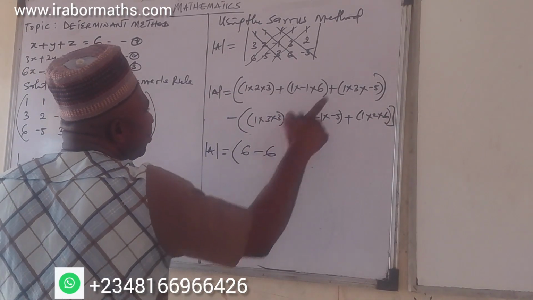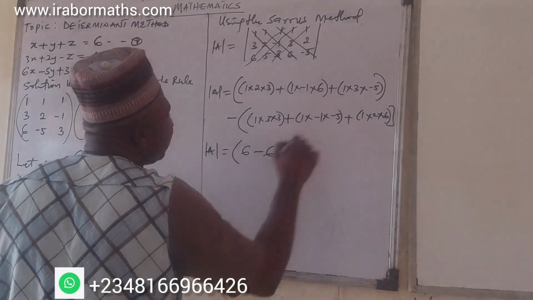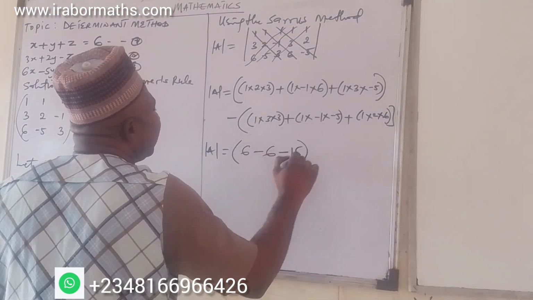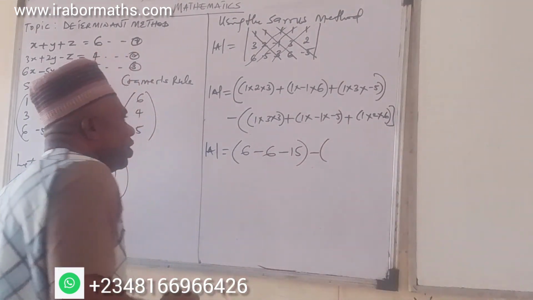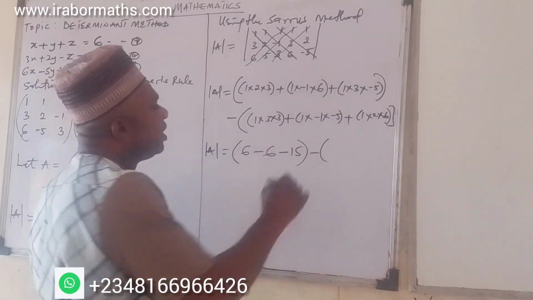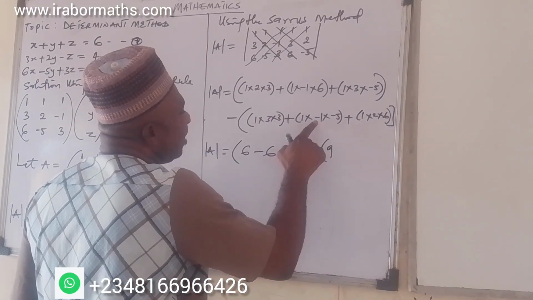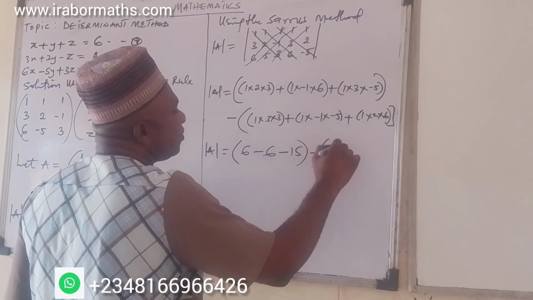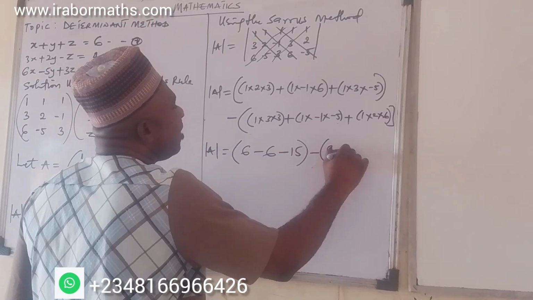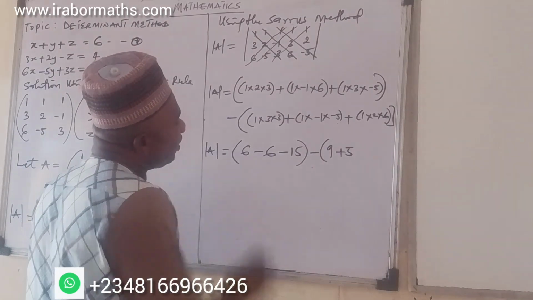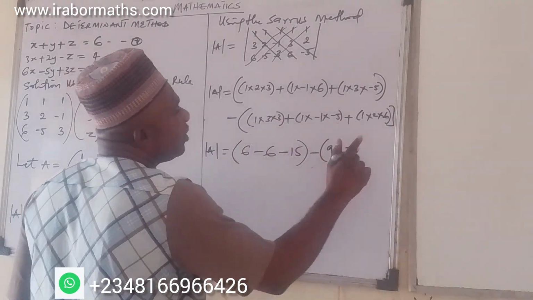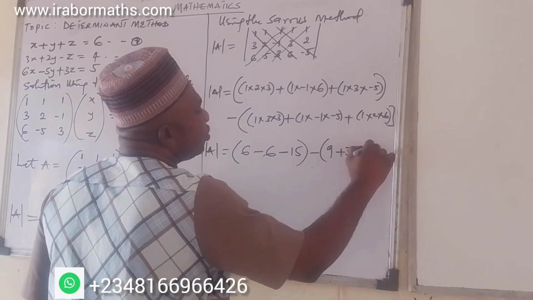Then here we have plus 1 times 3 times minus 5, that's minus 15. Then here we have minus 1 times 3 times 3, that's 9. Minus times minus is plus. So 1 times 5, that will give us plus 5. Yes, plus 5. This is 9, and this is plus 5. Then here we have plus 12.